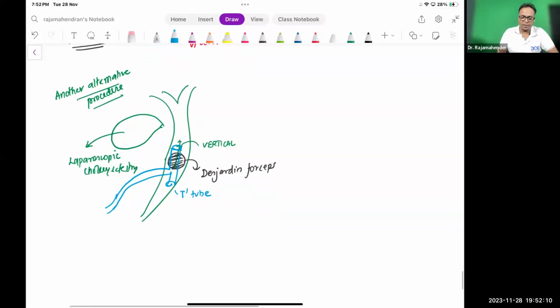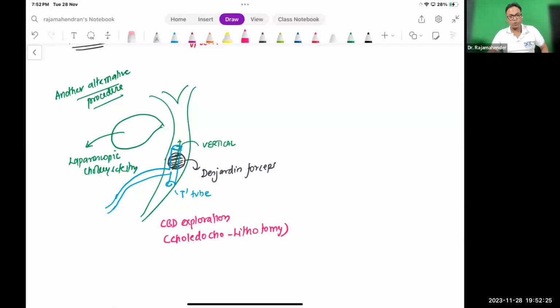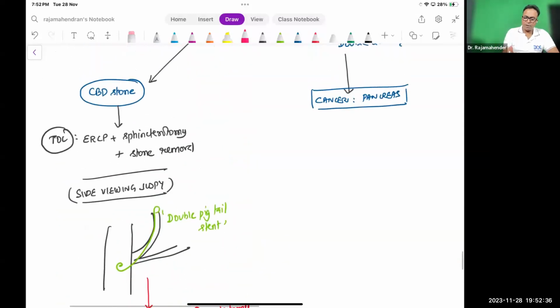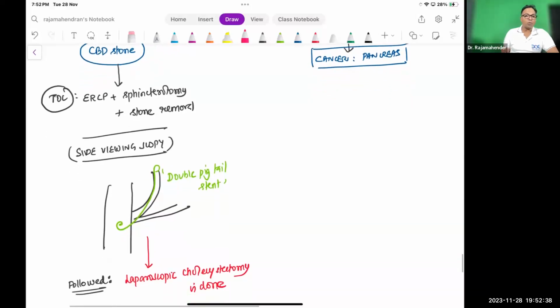This procedure is known as CBD exploration, also called choledochotomy, bile duct opening and removing the stone, known as choledocholithotomy. This procedure is known as CBD exploration and choledocholithotomy. So when it is a CBD stone, how will I remove the stone? This is a classical finding. If it is a CBD stone, this is the protocol.